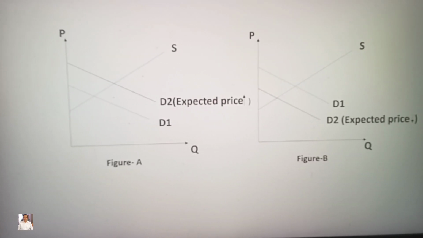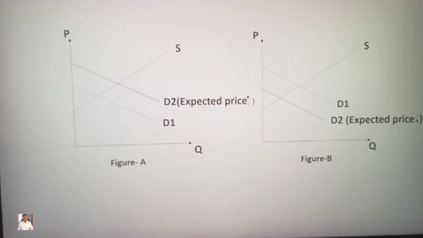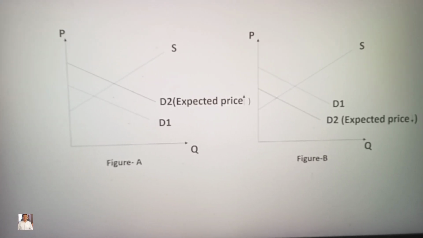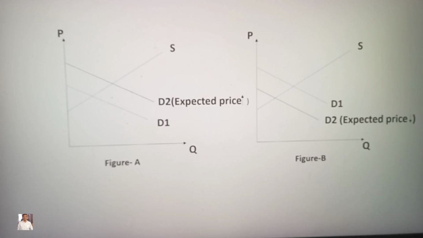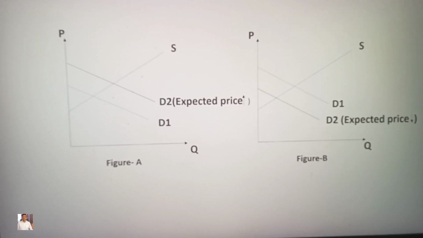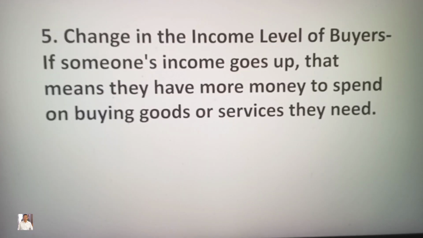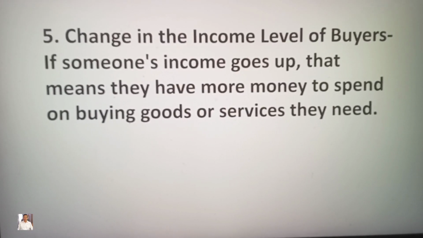In the anticipation of price will go up in near future, demand curve D1 has shifted right to D2 as shown in figure A. On the contrary, when anticipated that price may go down, as in figure B, demand curve D1 shifted left to D2.